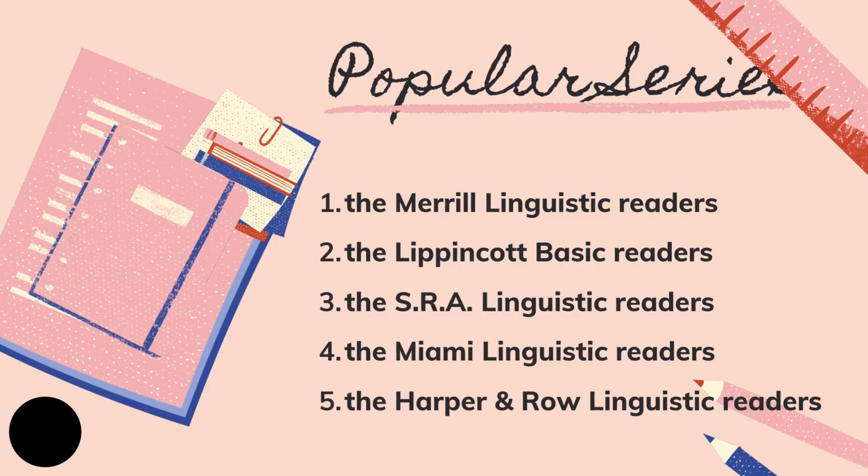Okay, so we have this popular series. In recent years, several book companies have published linguistic readers. Some of the popular series currently in use are, first, the Merrill Linguistic Readers. Second, the Lippincott Basic Readers. Third, the SRA Linguistic Readers. Fourth, the Miami Linguistic Readers. And last, the Harper and Row Linguistic Readers. So let's discuss each of these series.